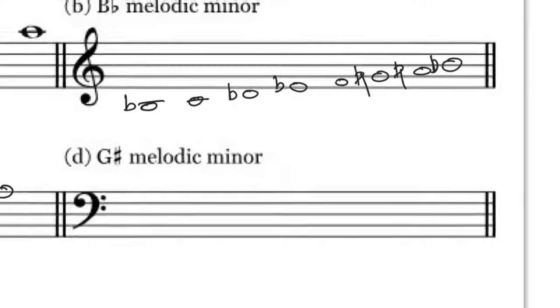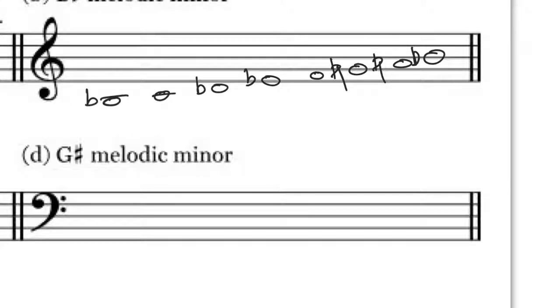Notice we are in the bass clef. Now G sharp. Writing our scale, we write all the notes, G, up, up, up. We need to have G sharp because we're in G sharp melodic minor. So what's our relative key? We are relative keying to B major, right?